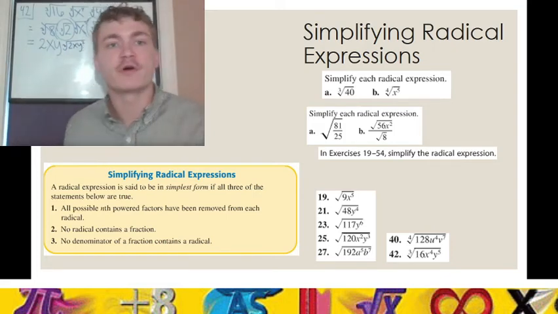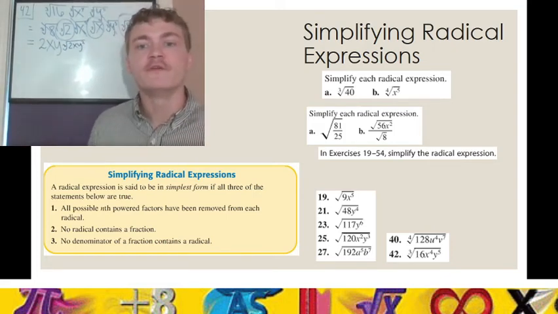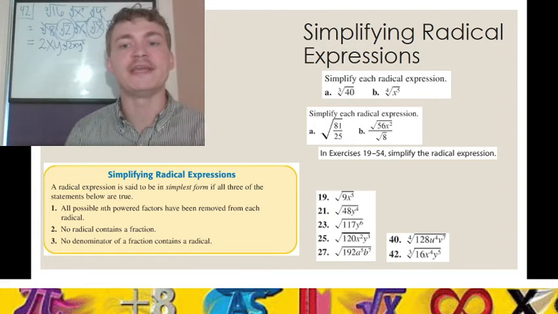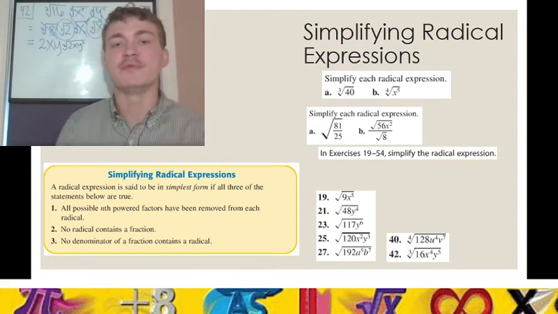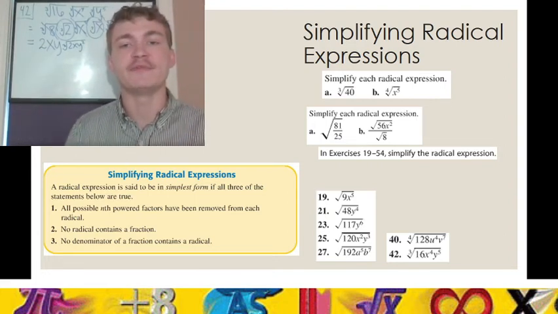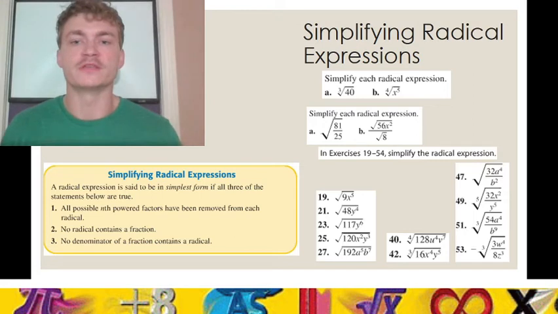So what do we have here for our simplified expression for 42? For number 42, the cube root of 16x to the fourth y to the fifth will simplify down and is equivalent to our simplified radical expression, 2 times x times y times the cube root of 2xy squared. For exercises 47, 49, 51, and 53, simplify the radical expression where our radicand is a fraction.